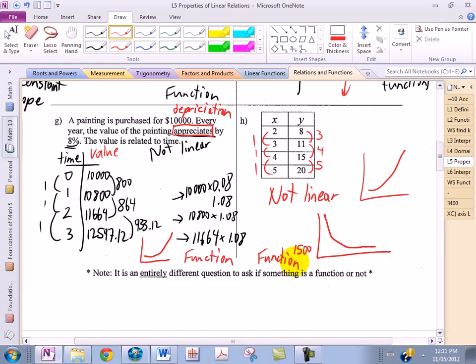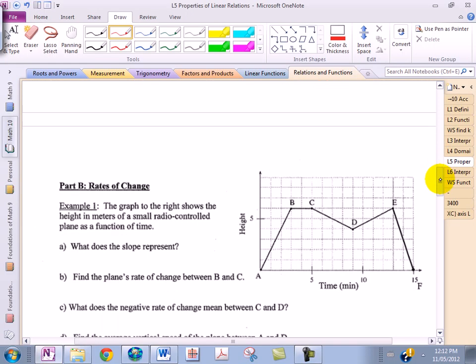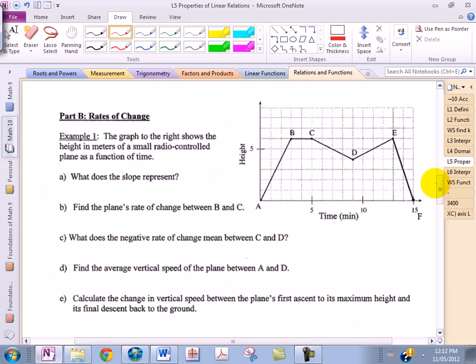Wait, so one thing to note here, that it's completely different asking whether it's a function than asking if it's linear or not, right? Linearity doesn't necessarily mean it's a function. Okay? All right, turning over, rates of change. So we've talked about this a little bit, about increasing and decreasing. But let's have a look. What does the slope actually mean?